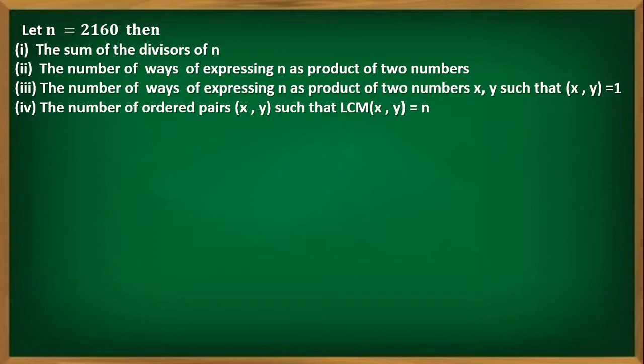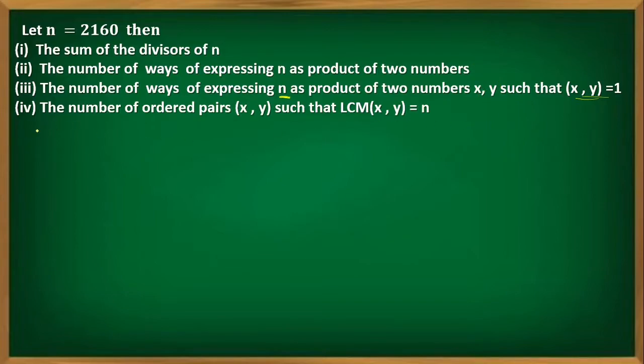The number of ways of expressing n as a product of two numbers x comma y, such that GCD of x comma y is equal to 1. Now in the previous question, this question is the same again. The number of ways of expressing n as a product of two numbers, same thing, right? But here we have an extra condition that the GCD of x comma y should be equal to 1, right?